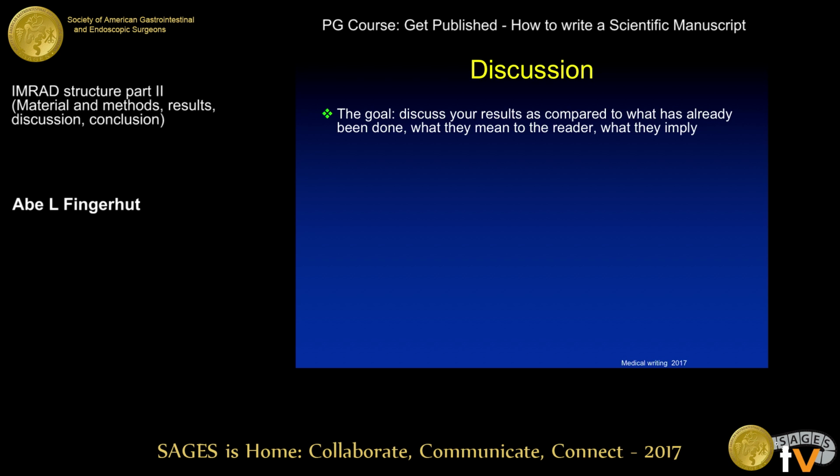The discussion has a specific goal, and that is to discuss what you found, your results, compared to what has already been done or what has already been published. What you, as a writer, think they should mean to the reader, and you have to be able to objectively put that forward, and what they imply. It's not a review of the literature. It's not a review of everything else that has been done on the topic.